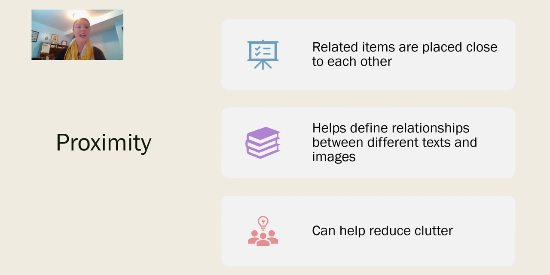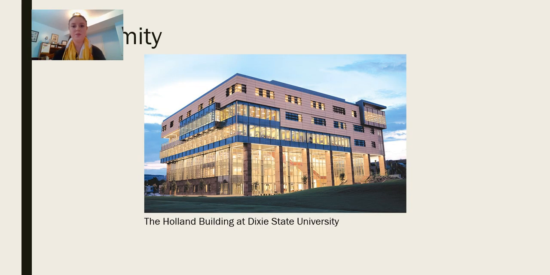Now, proximity can help reduce clutter. That way you're not having all of your pictures, let's say, on one page, and then saying, oh, you have to go back to page 12 in order to understand the context of this photo, but with this one, you have to go to page 23. So you can see how that helps reduce clutter and helps reduce confusion for the reader.